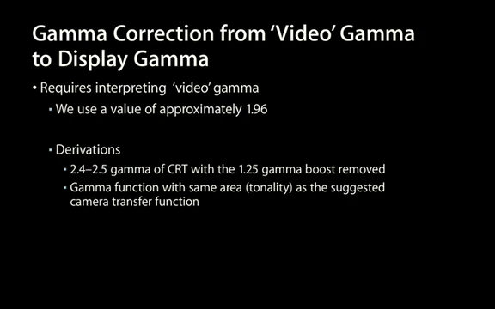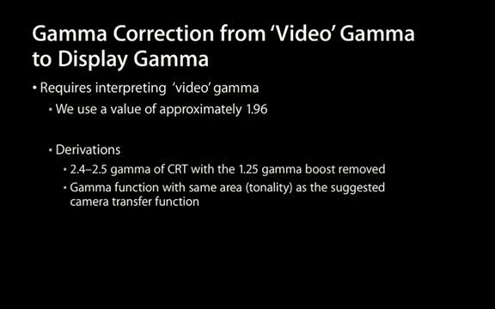There are some more modern standards, usually from the computer industry, that do provide derivation. And they come up with numbers very similar to the numbers that we use. We're using a value of approximately 1.96 as the gamma of video. So very quickly, I'll walk through two ways to derive that information. CRTs, if you measure them, have a gamma of somewhere between 2.4 and 2.5. You see these varying numbers because it really is dependent on how the brightness and contrast is set on the monitor. So if we pick a value halfway in between, maybe 2.45, and you remove that 1.25 adaptation that we already talked about, then you'll get a value very similar to that 1.96.